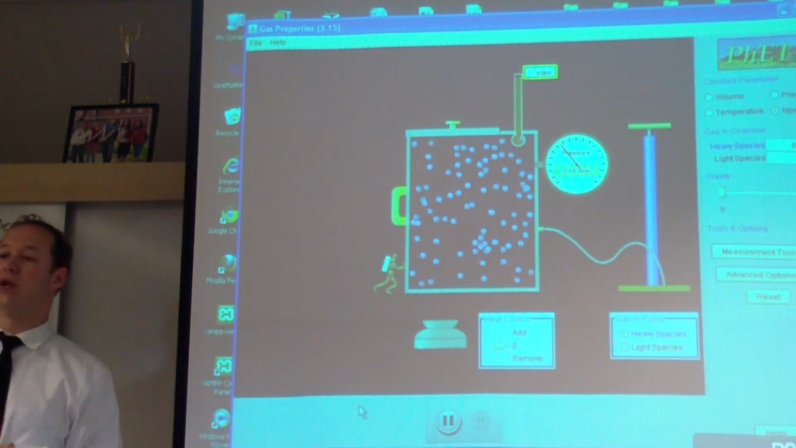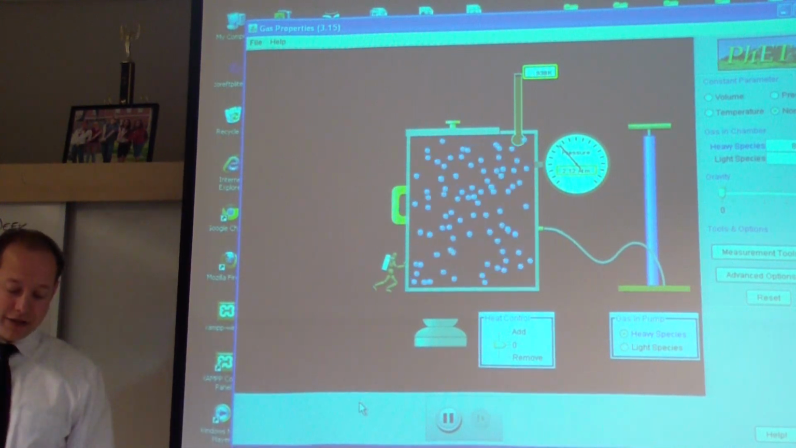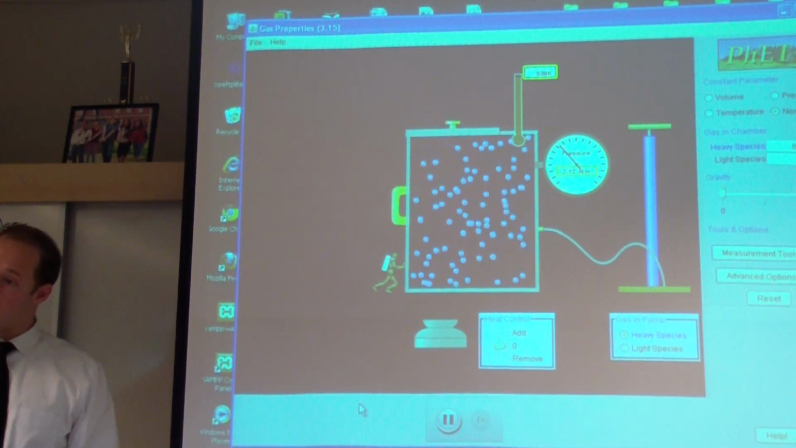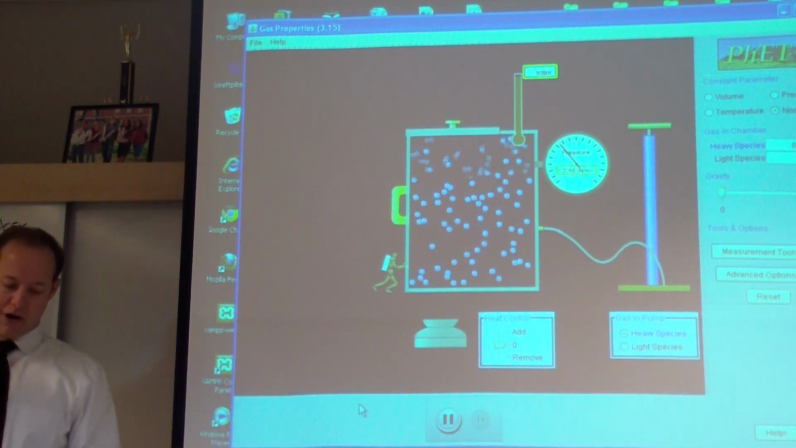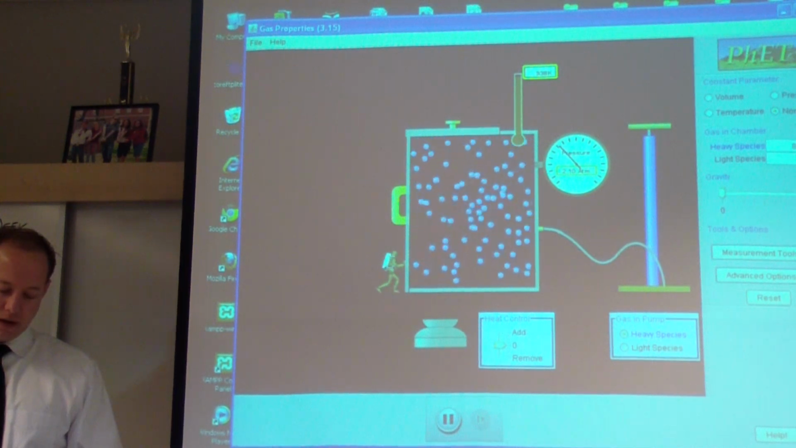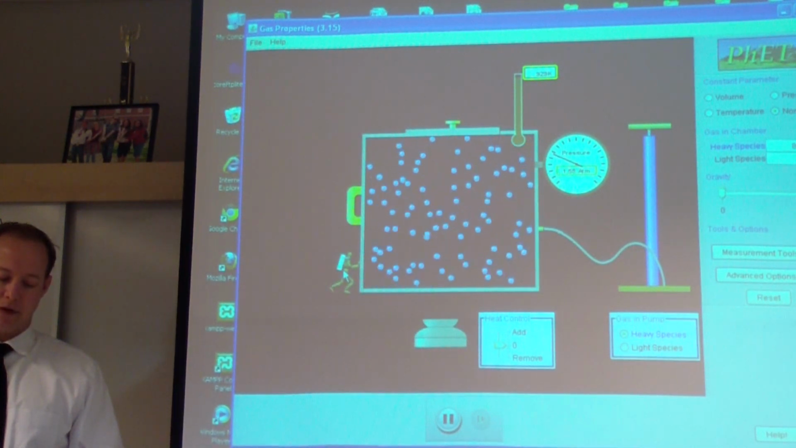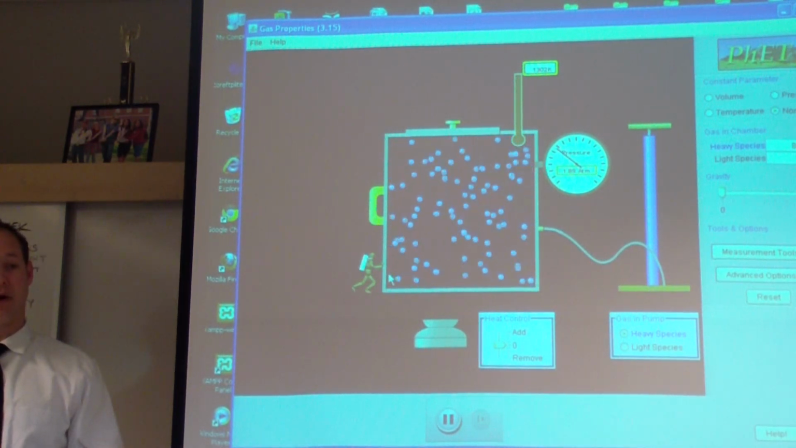The states would be: what's the volume of the container? What's the pressure of the container right now? What's the temperature of the container right now? And when I do certain things to this, there are three things that I can directly change. I can change the volume by pulling this guy. Okay? So that's changing the volume, or pushing it. I can increase or decrease the volume.